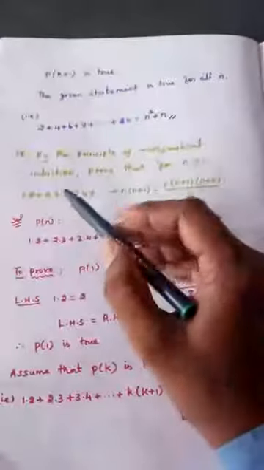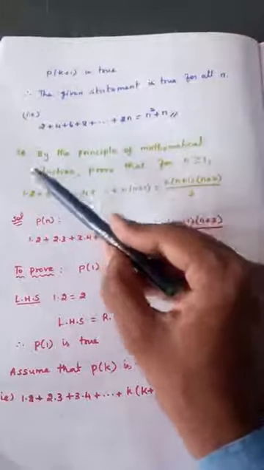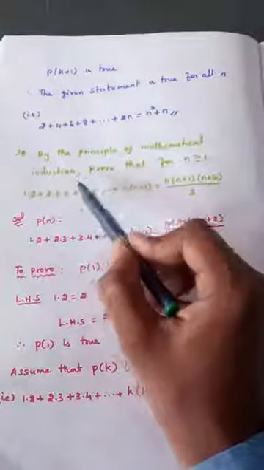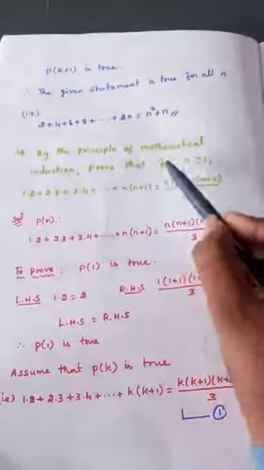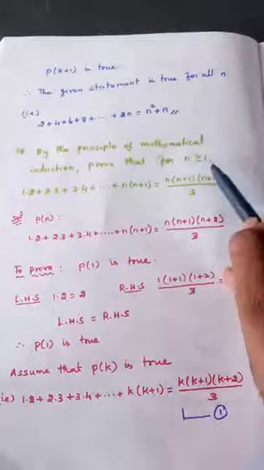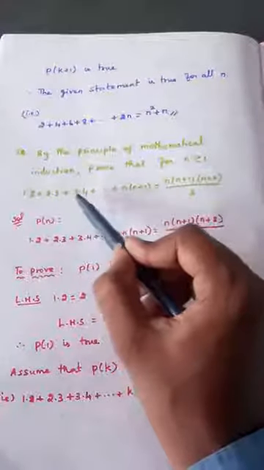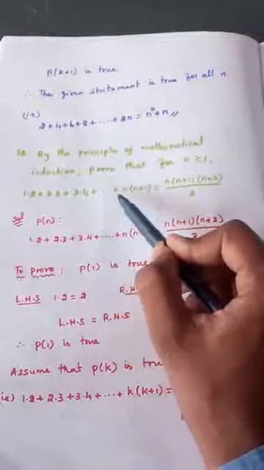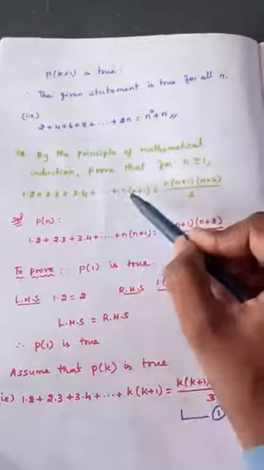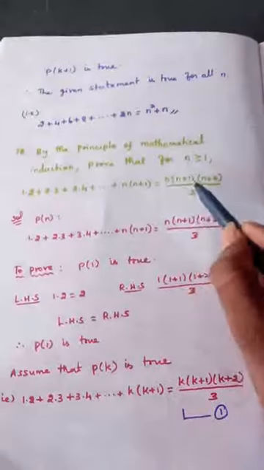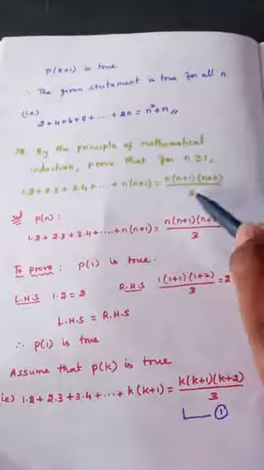Listen carefully. Now, question number 38. By the principle of mathematical induction, prove that for n greater than or equal to 1, 1 into 2 plus 2 into 3 plus 3 into 4 plus it goes on like that, plus n into n plus 1, then the answer is given by n into n plus 1 into n plus 2 divided by 3.